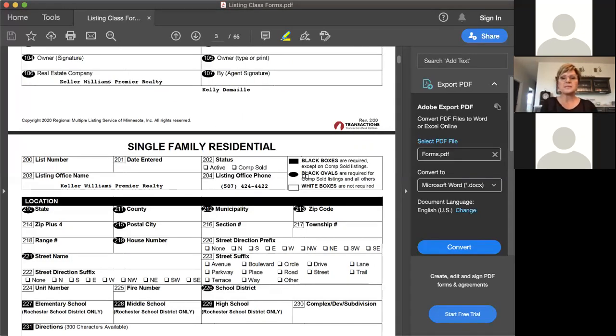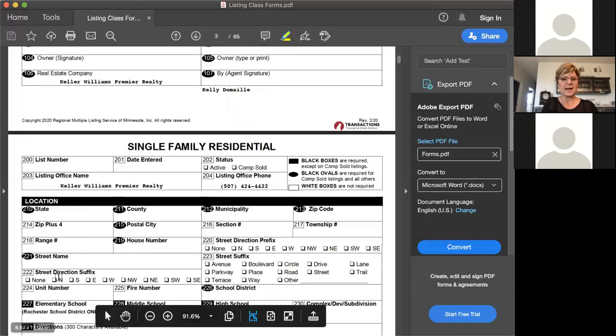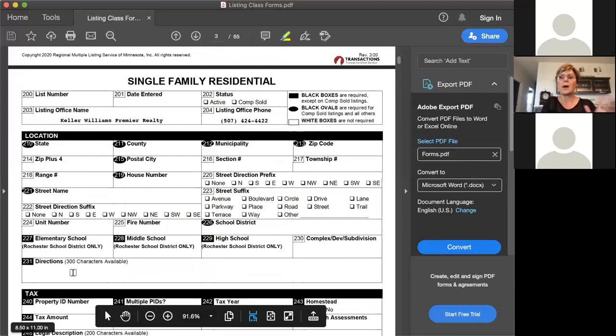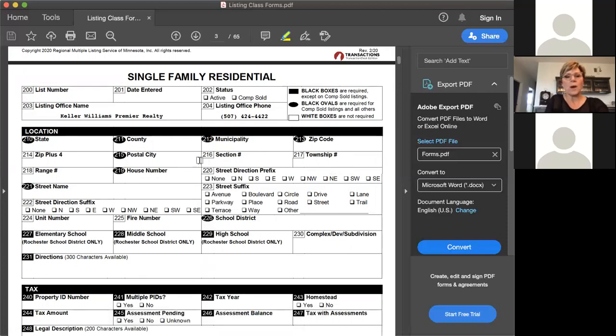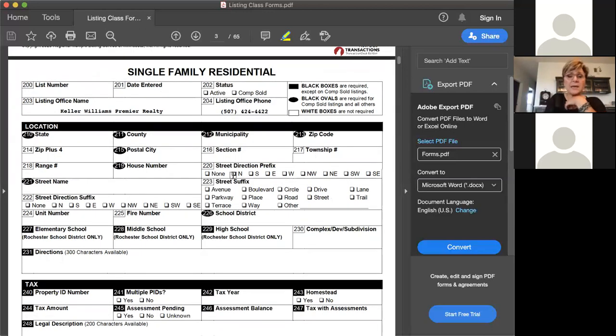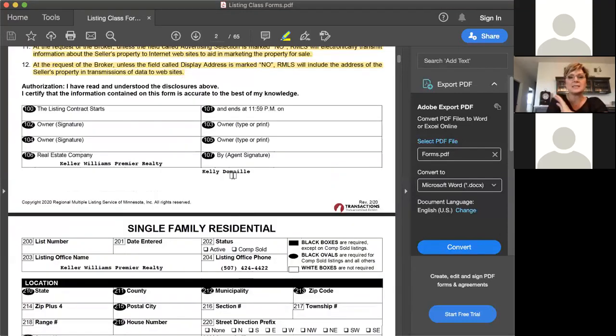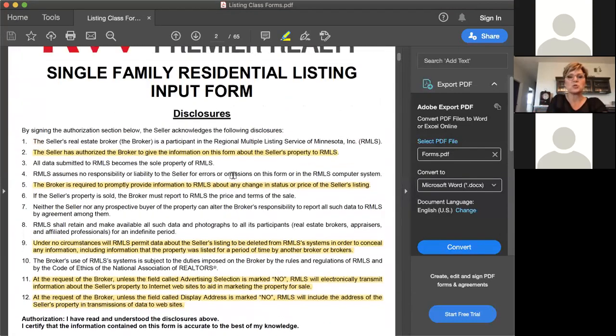But for all of their listings, everything that has a black box highlighted around it is a required field. And then the black ovals are required for the comp sold listings and all others. If it's just got a white box that's not blackened, then that's not required. But in my opinion, the more information you can provide on a listing, the better. What I wanted to point out on this is more so this first disclosure page.